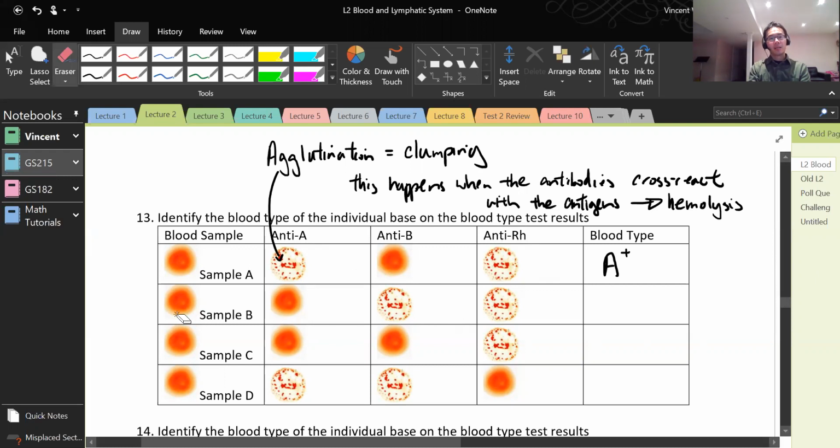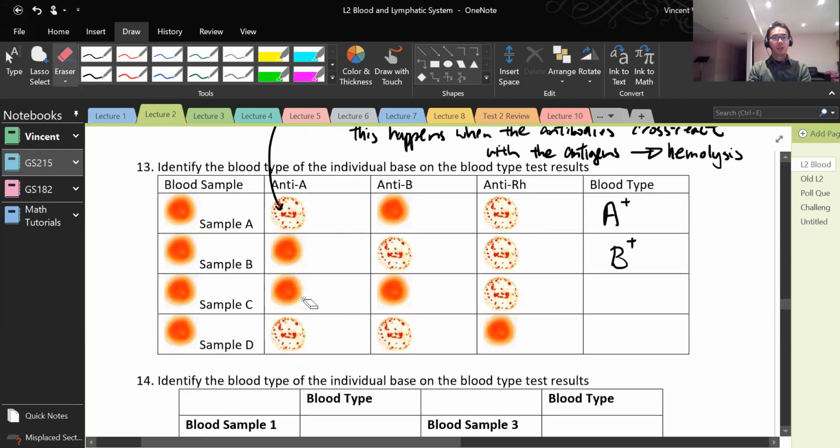Next one, sample B. No reaction with antibody A. That means there's no A. Yes reaction with anti-B, and yes reaction with RH. So this must be B positive. Very good. No reaction with A, no reaction with B. So if you don't have A, don't have B, you must be O and positive. This is the complete opposite. Yes reactions with A and B, but no reaction with RH. Then the person is AB negative.